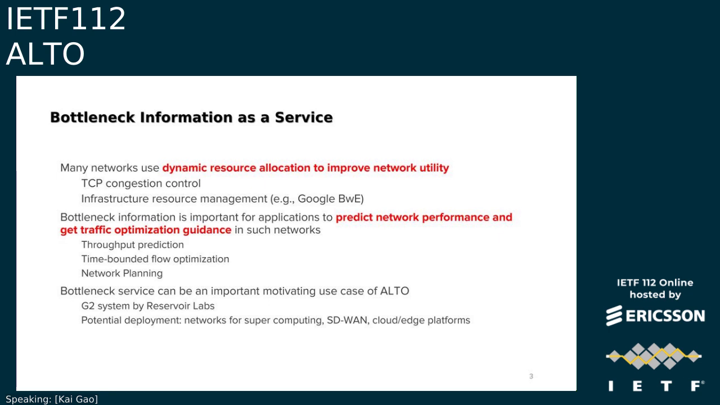The bottleneck information is important for applications to predict network performance and to get guidance for the traffic optimization process in such networks. We list some examples, including throughput prediction and optimization for time-bounded flows by rate limiting the application's own flows. The G2 papers also talk about use cases such as network planning, but we want to find the common services provided by the bottleneck service and Auto, so we will mostly focus on the first two use cases. And the bottleneck service can be an important motivating use case of Auto.